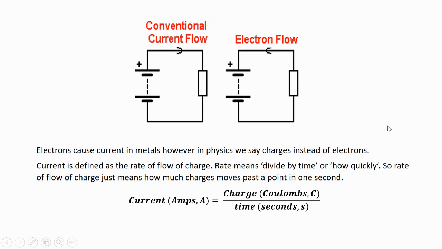Current is defined as the rate of flow of charge. Rate means divide by time, or how quickly. So rate of flow of charge just means how many charges move past a point in 1 second. And there's a very important formula here. You actually don't need to remember this formula if you remember this definition here, rate of flow of charge, because then we know that rate of flow of charge means charge divided by time. But this definition is something you must remember.